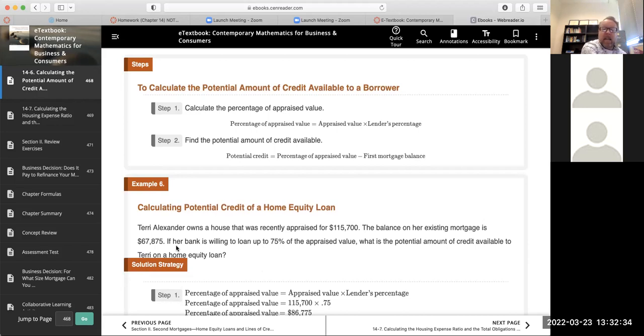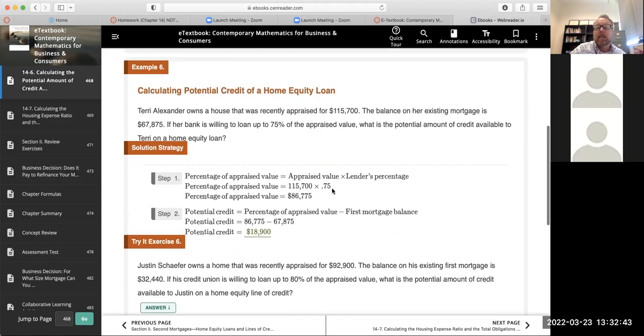So in this case, if the house is worth $115,700 and they're going to let you borrow 75%, you would multiply the $115,000 by the 75%. That means they'll let her borrow up to $86,000. Now, of course, she has a first mortgage of $67,000, so she can't borrow all of that. So you'd have to subtract the existing mortgage, and whatever's left is how much she would be able to borrow. She could borrow up to $86,000, but because she owes $67,000, she can only actually borrow $18,900, the difference between those two numbers.